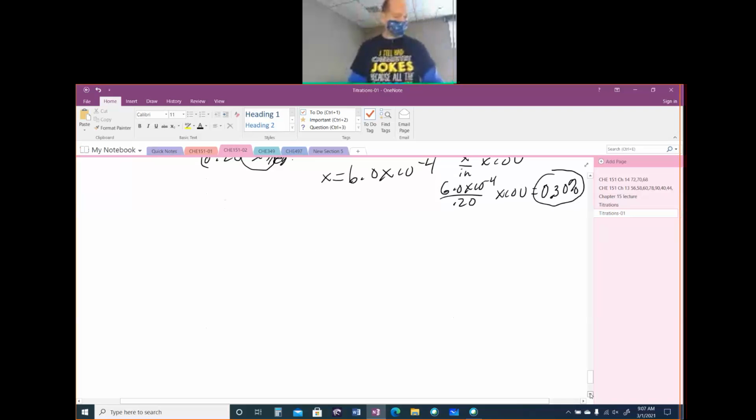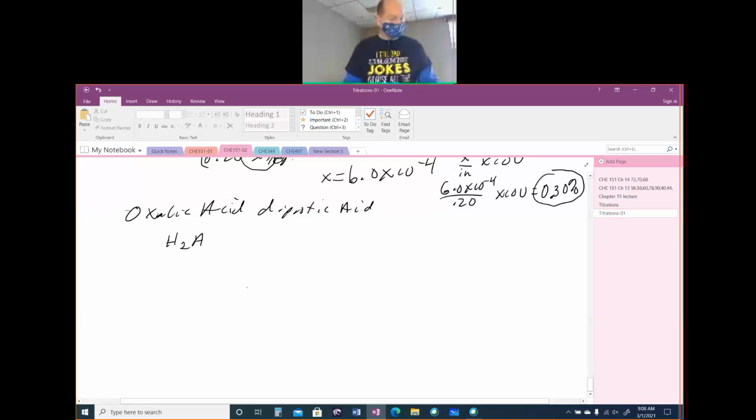All right, let's do oxalic acid. We used oxalic acid in lab on Thursday. Oxalic acid is a diprotic acid. It is not one of the 6 memorized strong acids, so I will always write H2A for my weak diprotic acid. The question is to calculate the concentrations of everything in a 0.1 molar oxalic acid solution.